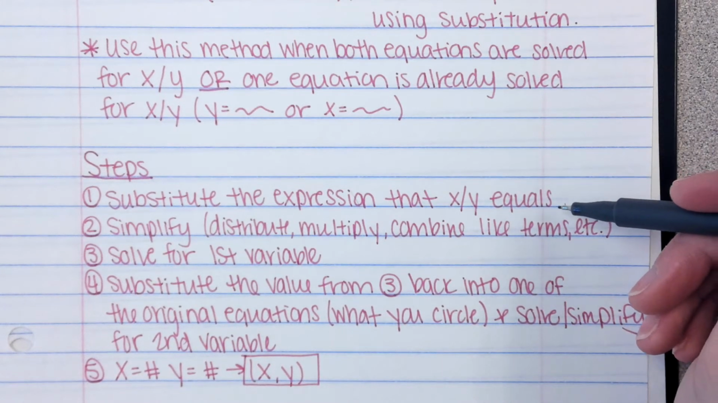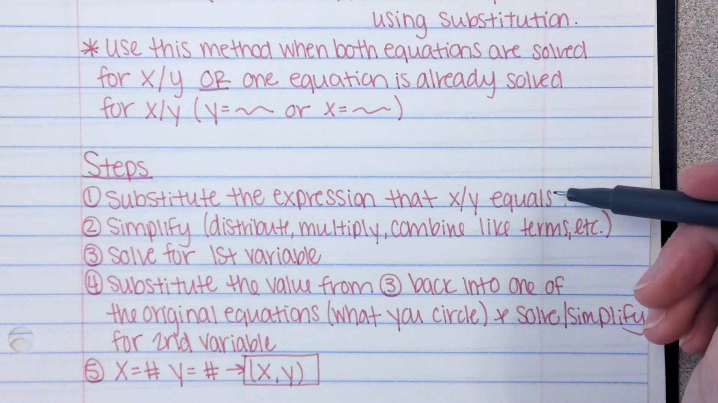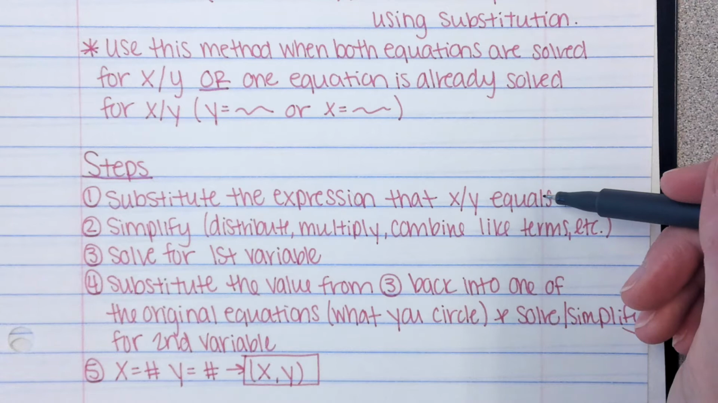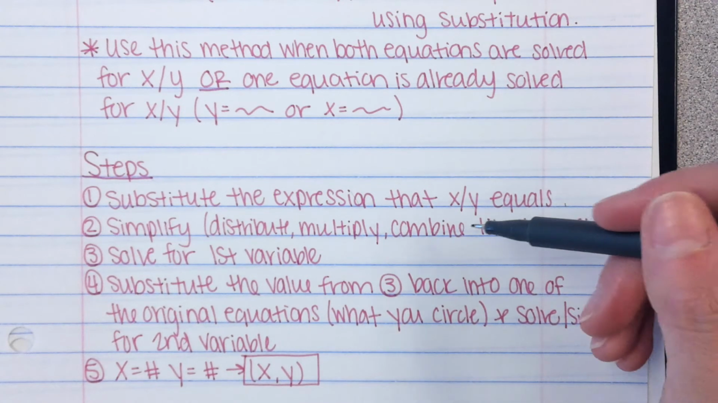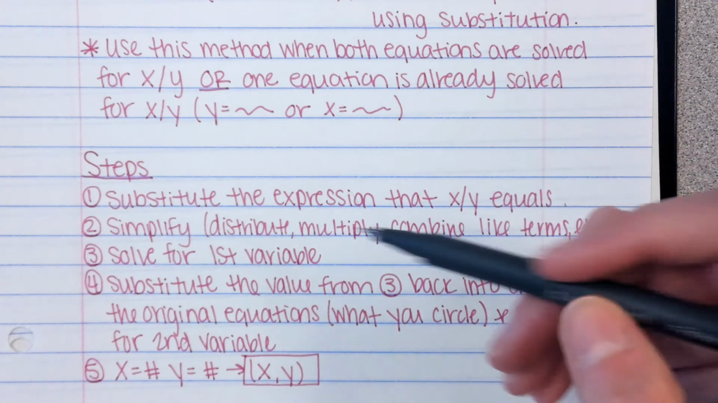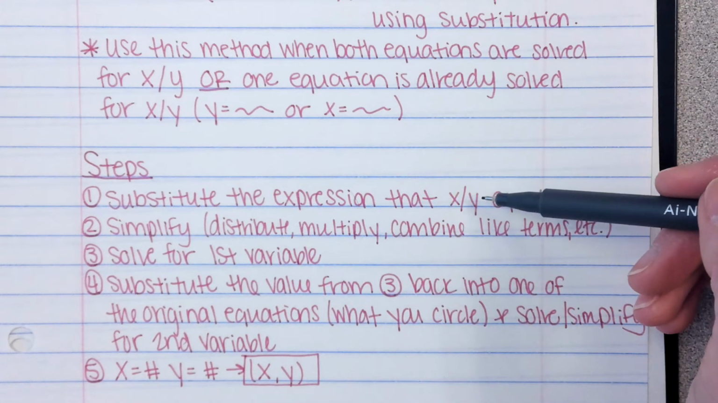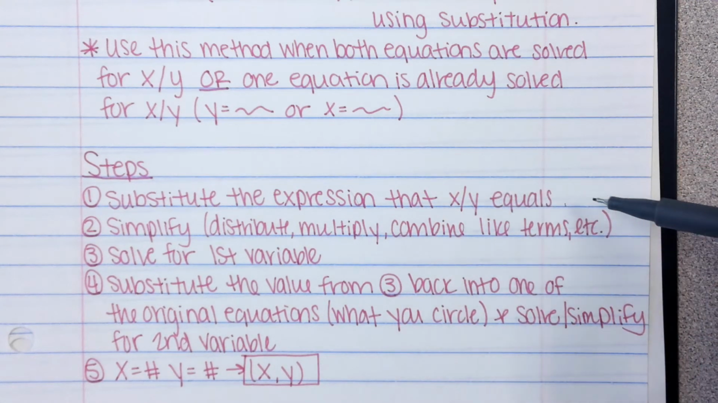And to substitute something means to replace it with something else. Just like if I was absent, you would have a substitute to take my place. We're doing the same thing here. We're taking out one of the variables and we're going to substitute something back in its place. And that's going to get rid of one of our variables.